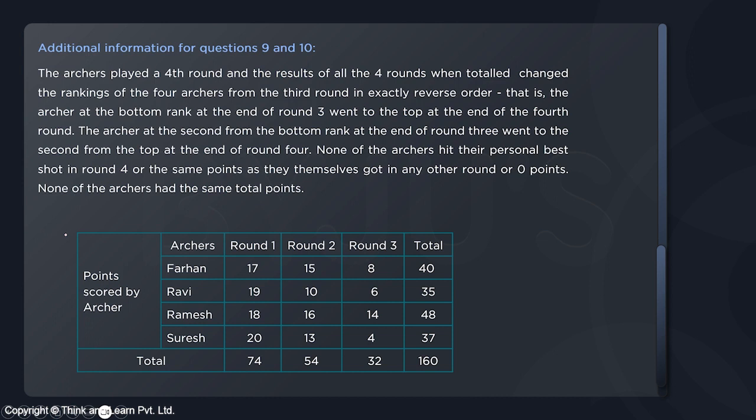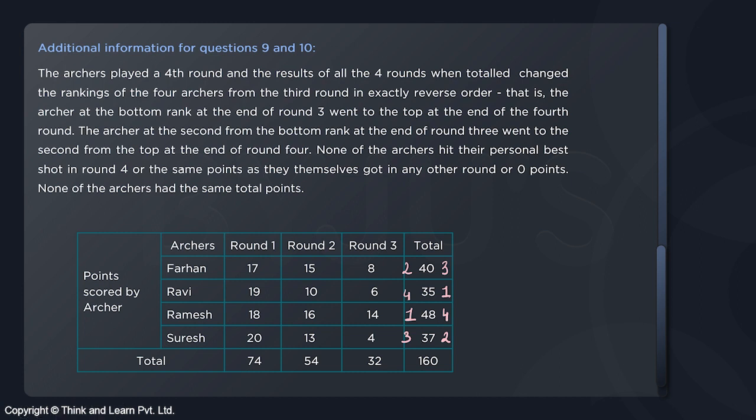Then comes additional information for questions 9 and 10. The archers played a fourth round, and the result of all four rounds when totaled changed the rankings of the four archers from the third round in exactly reverse order. That is, the archer at the bottom rank at the end of round three went to the top at the end of round four. So basically, currently the rankings are 1, 2, 3, 4. The question says they reversed. That means 4 became 1, 3 became 2, 2 became 3, and 1 became 4.